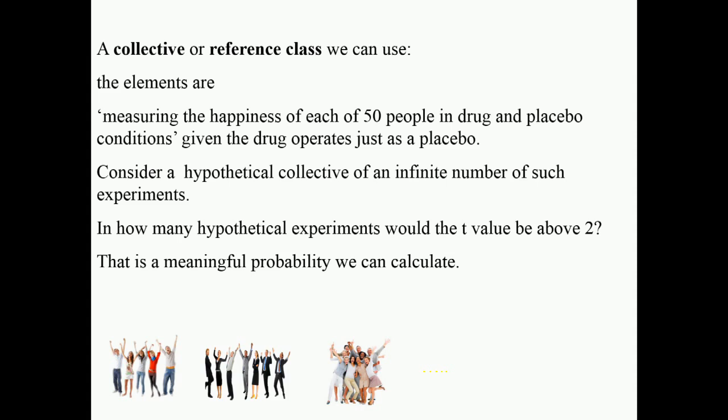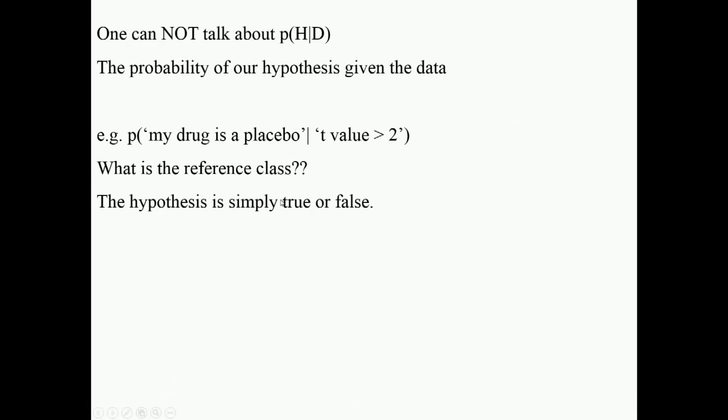We imagine millions of experiments done under the conditions of our experiment, and we ask, if the null hypothesis is true, how many times do we get t greater than 2? So this is a meaningful probability we can calculate. No, we're not talking here about the probability of the hypothesis given the data. We're not talking about the probability of my drug being a placebo, given we got certain t-values or e-values even. A hypothesis is simply true or false.